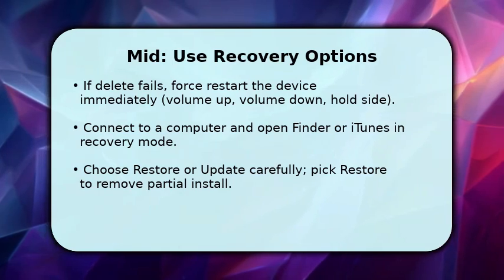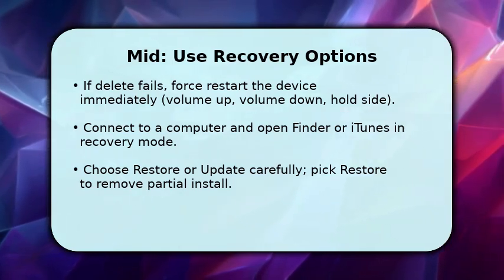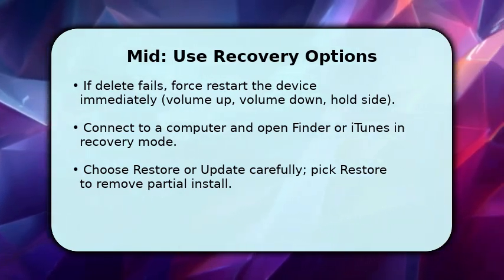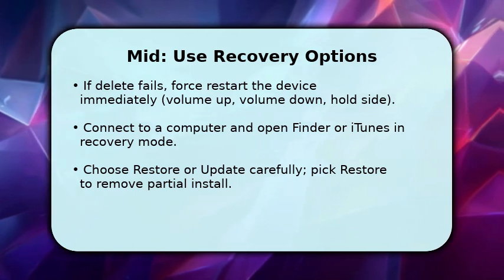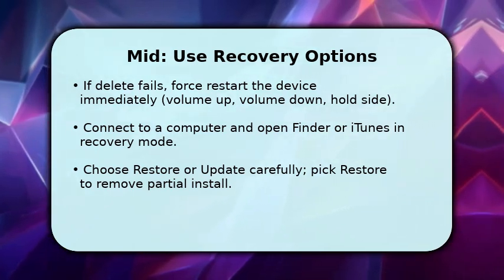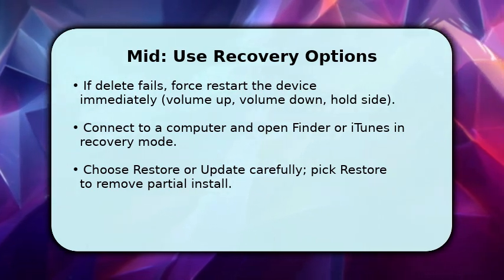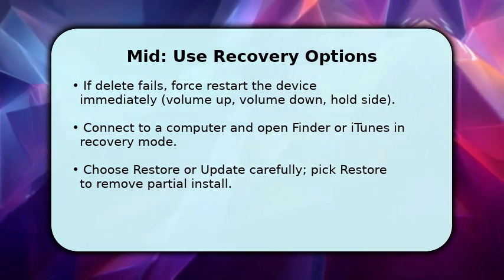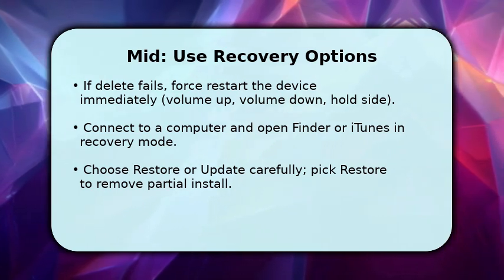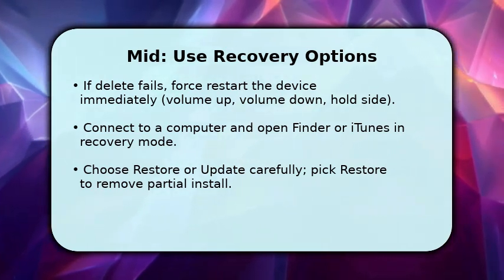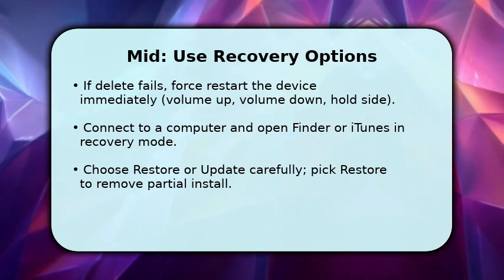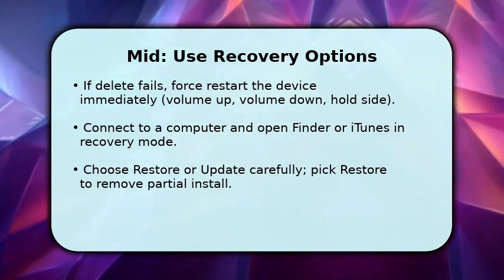If the update persists or the delete action failed, force restart your iPhone with the device-specific button combo now to interrupt the installer. Then connect to a Mac or PC and enter recovery mode so Finder or iTunes detects a device needing attention. Once detected, choose Restore to wipe the partial install and return to a stable firmware, or Update only if you want the OS but it failed mid-install.